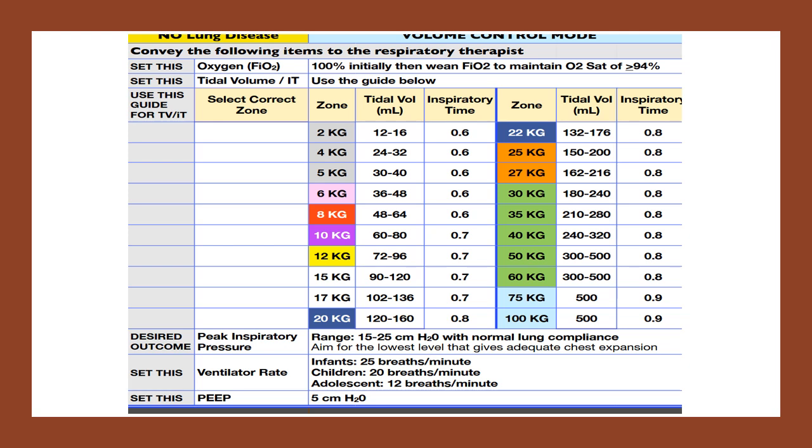Now the volume is again still based off of ideal weight, and that can be found based off of height and whatever is the ideal weight of that patient based off of the app. You have your tidal volume range that is set right there. Your peak inspiratory range has a range between 15 and 25, and then you can set your respiratory rate based off of the chart and the age of the patient.